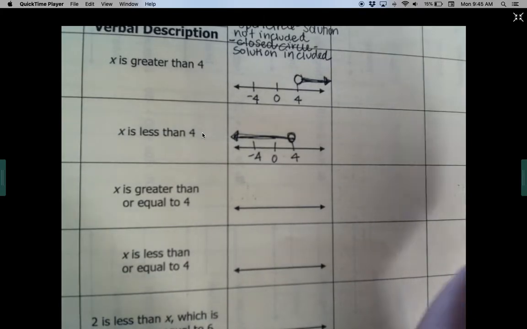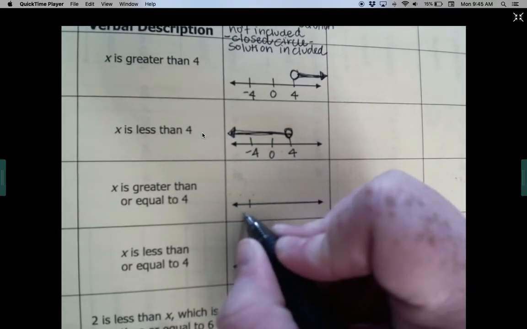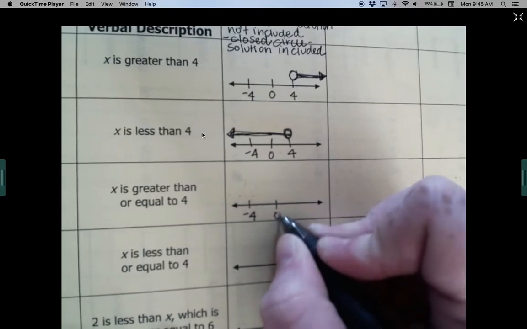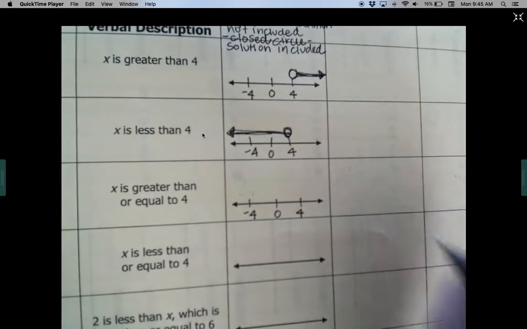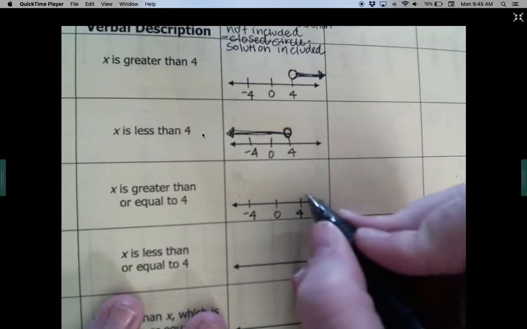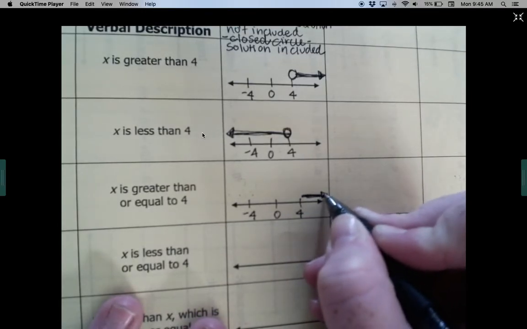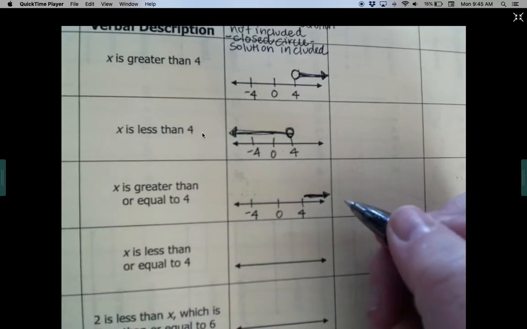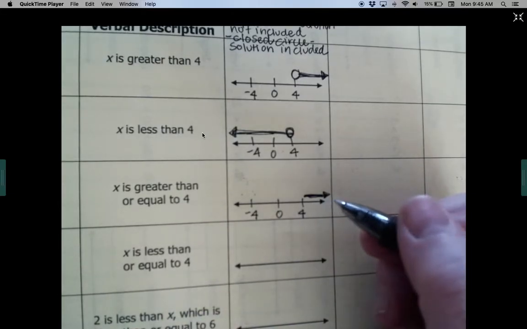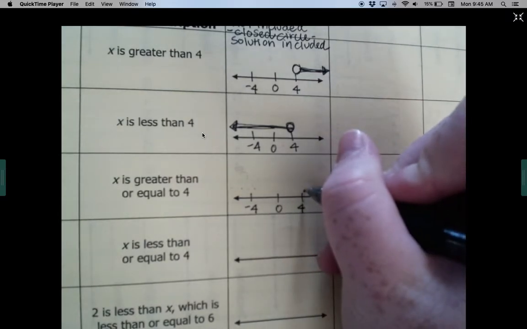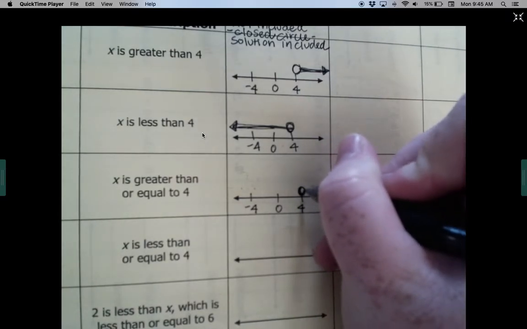Okay, x is greater than or equal to 4. Same labels. x is greater than, that means it's going to go this way. Or equal to 4. Is 4 greater than or equal to 4? Because it says or equal to, that's when we use what's called a closed circle. So it's filled in.